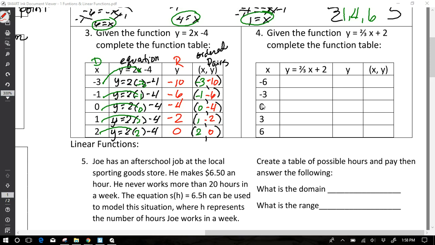Let's go ahead and get started with our number 4 here. I see that they gave me the x values. So I'm just going to fill in my list here of all the equations.